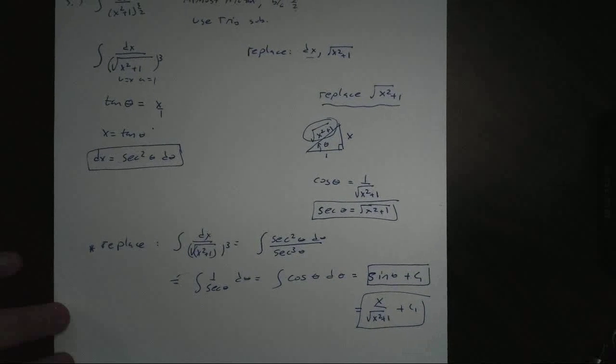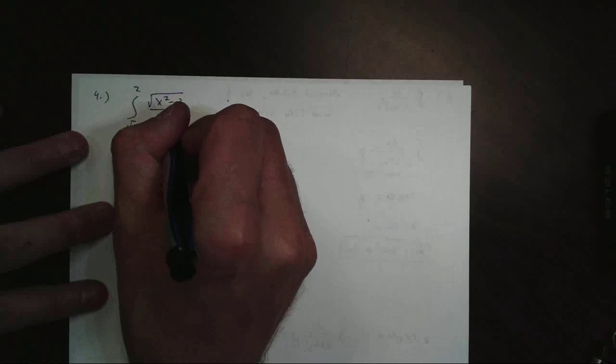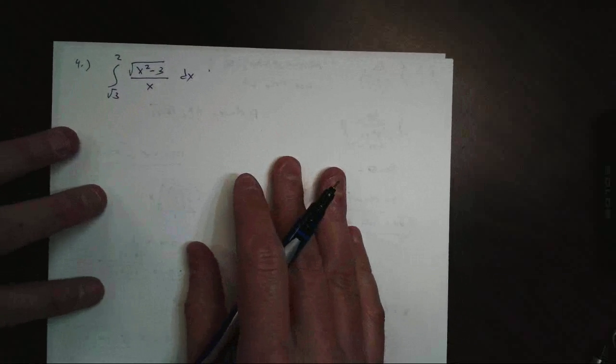Number 4. Okay, on our last one here today, number 4. Now this one's going to have a domain on it. So let's go from root 3 to 2 of the square root of x squared minus 3 over x dx.